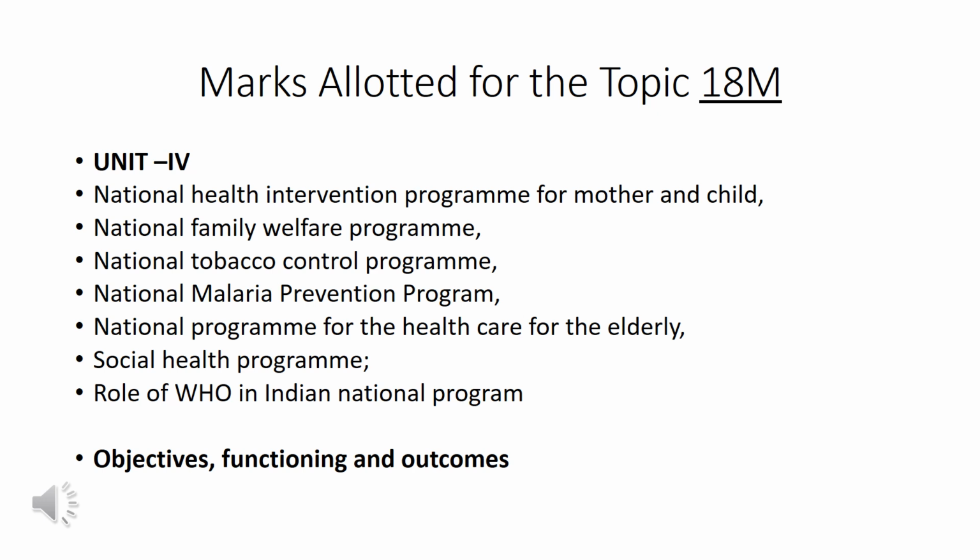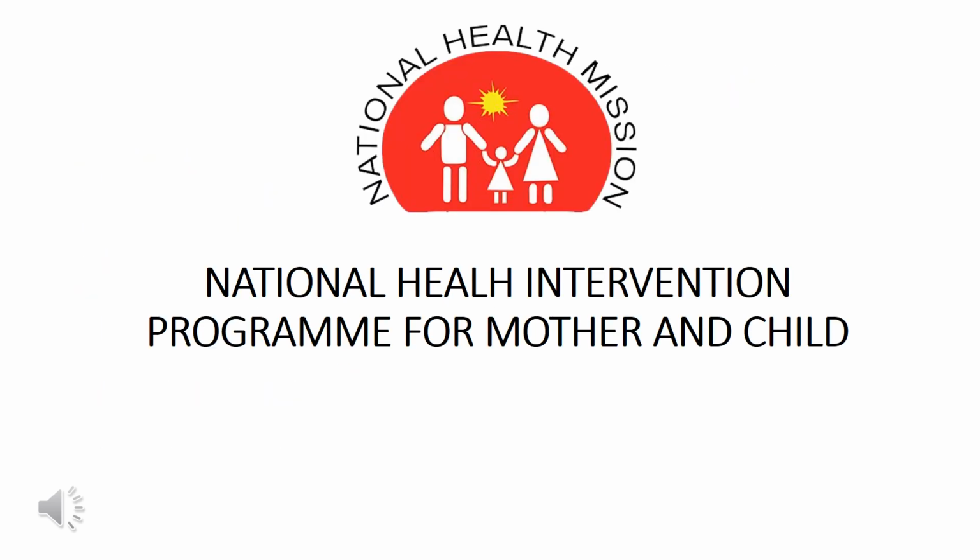Various national health programs include the National Health Intervention Program for Mother and Child, National Family Welfare Program, National Tobacco Control Program, National Malaria Prevention Program, National Program for the Health Care for the Elderly, Social Health Program, and the Role of WHO in Indian National Programs. The National Health Intervention Program for Mother and Child in India includes programs like Janani Suraksha Yojana (JSY), Janani Shishu Suraksha Karyakram (JSSK), and Pradhan Mantri Surakshit Matritva Abhiyan (PMSMA). These programs aim to reduce maternal and infant mortality.